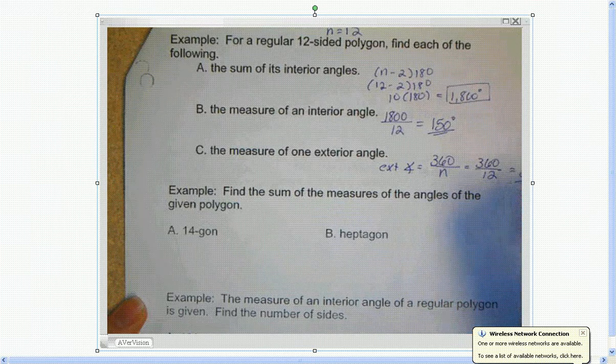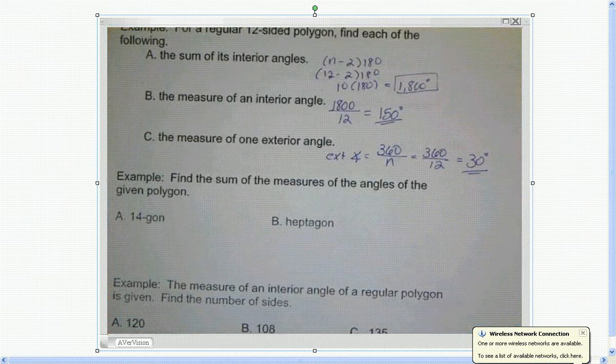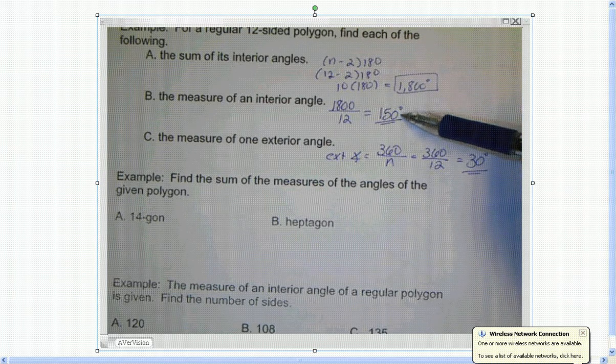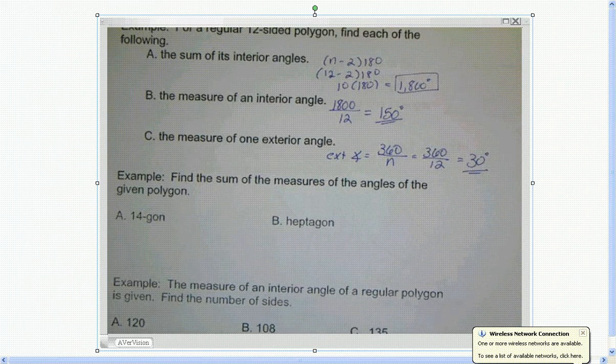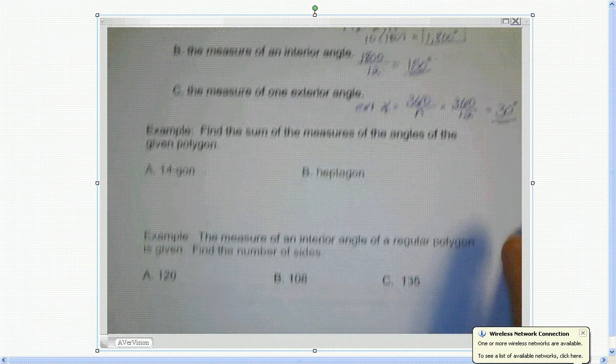Now, you know if you've done this right if your exterior angle, which is 30, and your interior angle, which is 150, both add up to 180 degrees, because exterior angles and interior angles are going to be linear pairs. So it does add up to 180, so we know you did this right. Now let's do the next one.